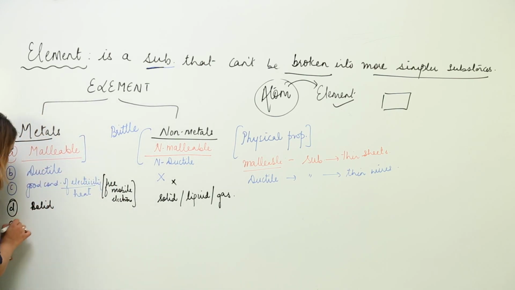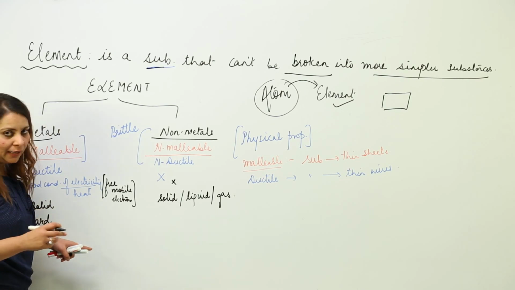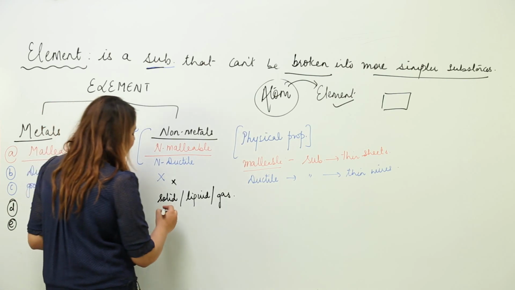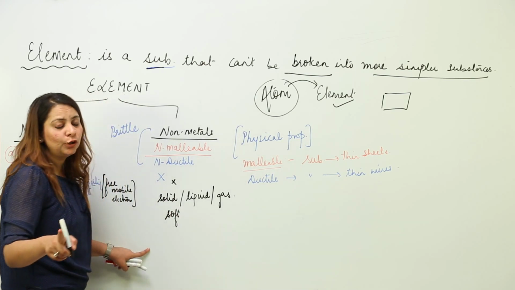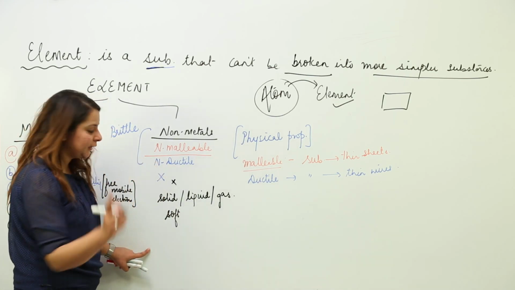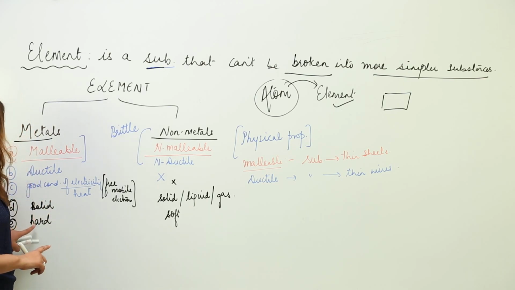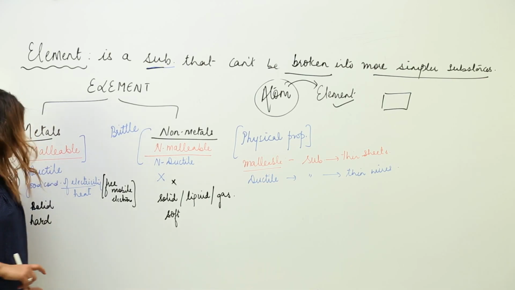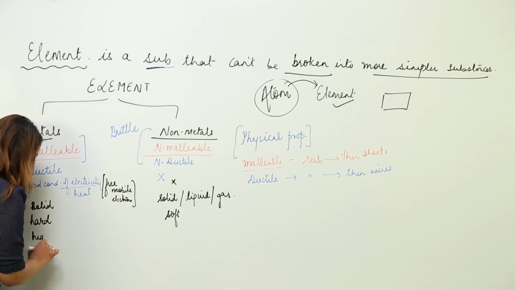As metals are solid, obviously it is clear they are hard. They are hard to the touch, and non-metals are generally soft. They are not so hard, but as I told you, we have exceptions, and we will cover all the exceptions after covering these physical properties. We are just talking about the general properties now. So they are hard and they are soft. And as metals are hard, obviously their melting and boiling points are going to be high.